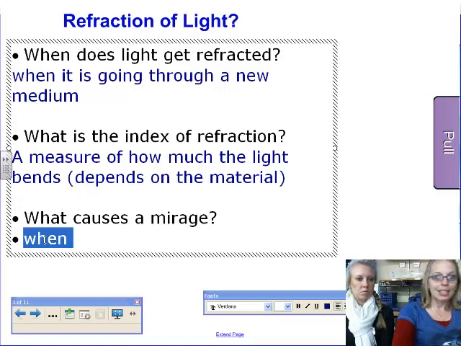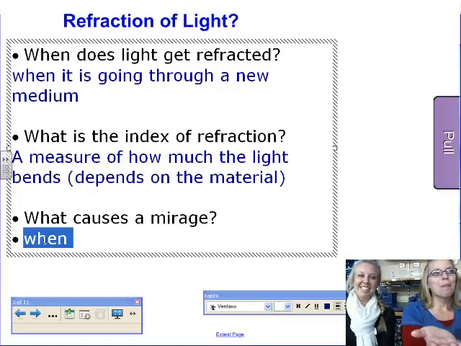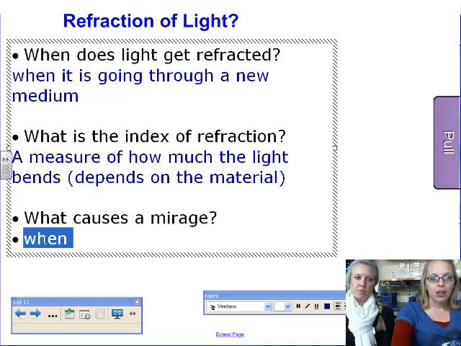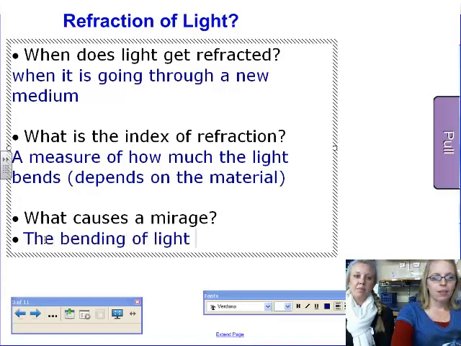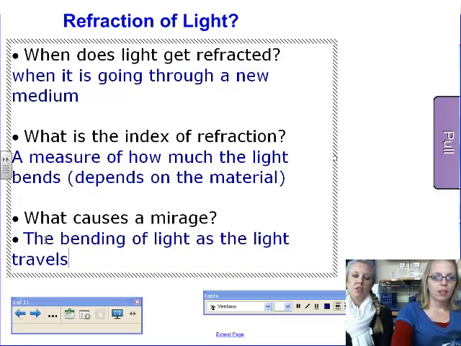But it's not going through a different medium. In the desert, there's only air and the road or the dirt or sand. But the air itself causes the light to refract because of different temperatures of the air. Which is why most mirages happen in the desert, because of the amount of heat found in the desert. The air particles are different than they are in other landscapes.